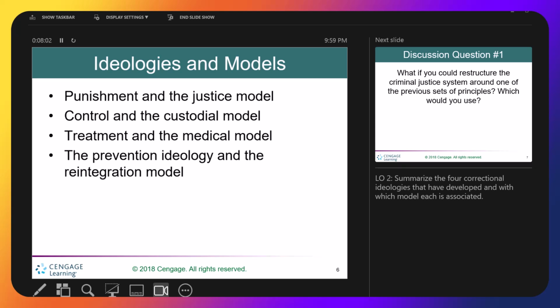Treatment and the medical model. I've seen this myself. Some people who commit criminal acts do it because they're not properly medicated. They may have some bad tendencies, but they might not go as far as committing crimes.